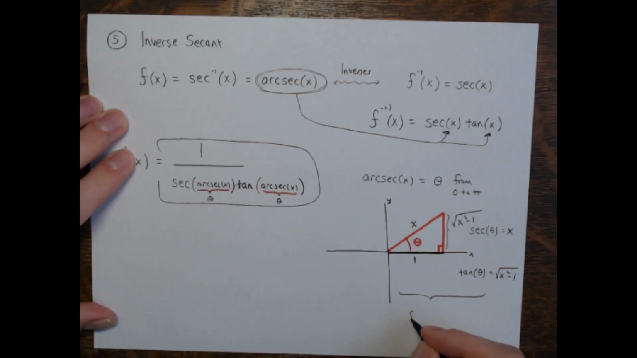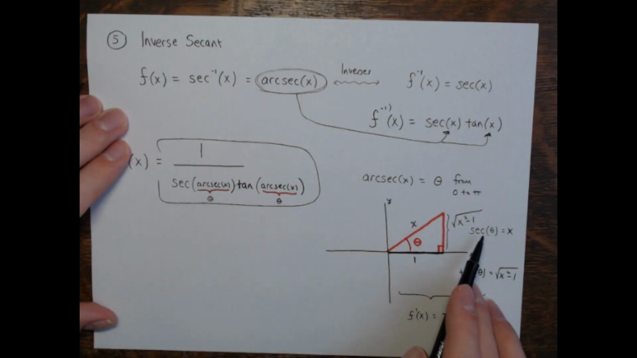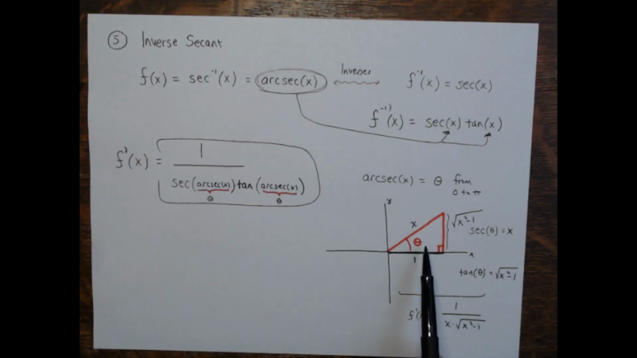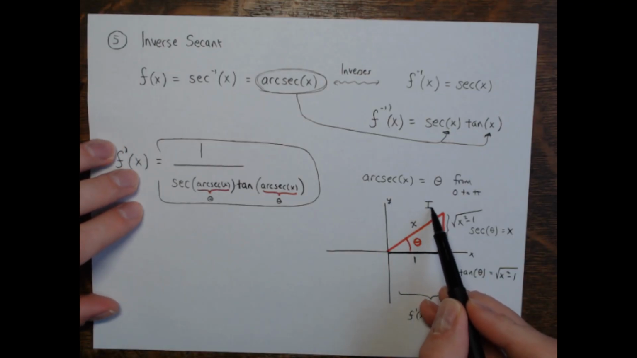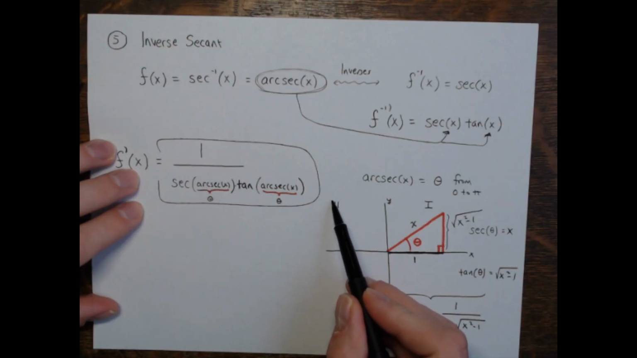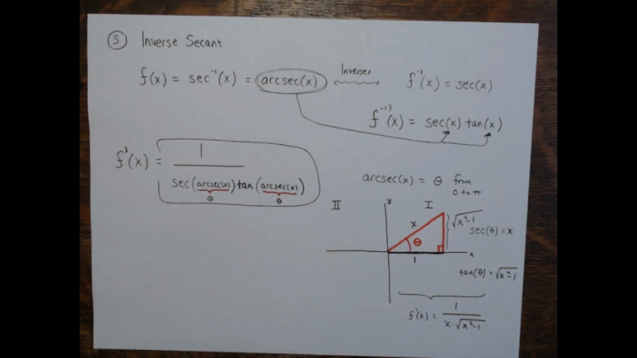So over here, see how f prime would be 1 over x times, again, secant of theta would be x, and then tangent of theta would be positive square root of x squared minus 1. That would be f prime when my angle measure is in the first quadrant, right? Quadrant 1. But look at what happens when I'm in quadrant 2.